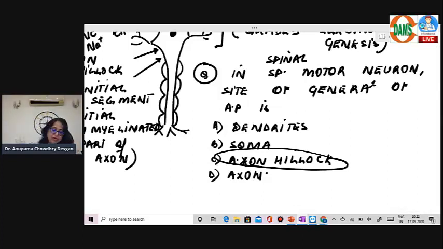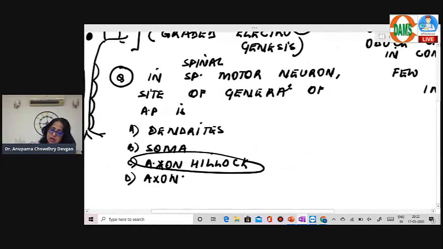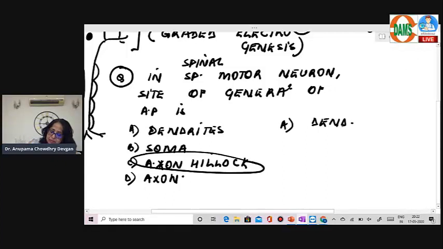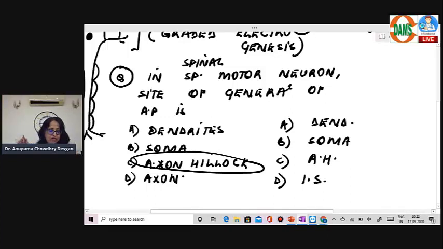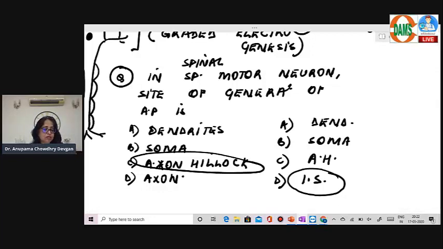Now the same question was asked, but now the options were changed. The options now were A, dendrites, B, soma, C, axon hillock, or D, the initial segment. Now, if axon hillock and initial segment are both given, then your answer becomes the initial segment. Out of the two, it is the initial segment which has a higher concentration of sodium channels.